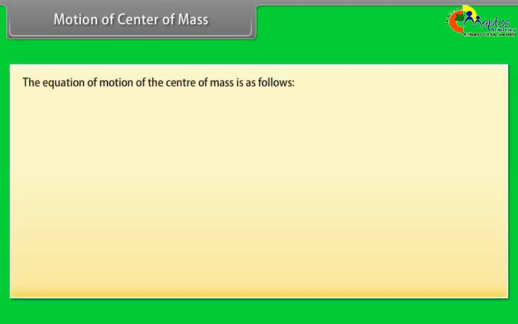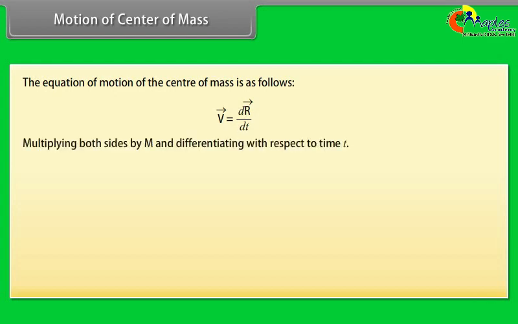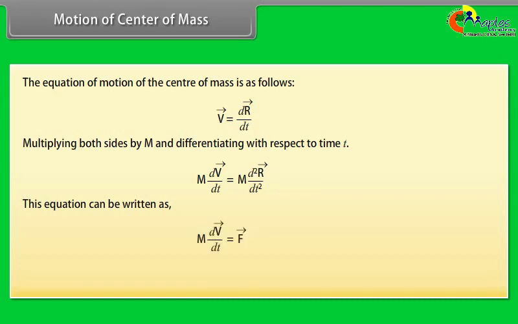Motion of center of mass. The equation of motion of the center of mass is as follows. v vector = dr vector/dt. Multiplying both sides by m and differentiating with respect to time t, we get m dv vector/dt = m d square r vector/dt square. This equation can be written as m dv vector/dt = F vector.